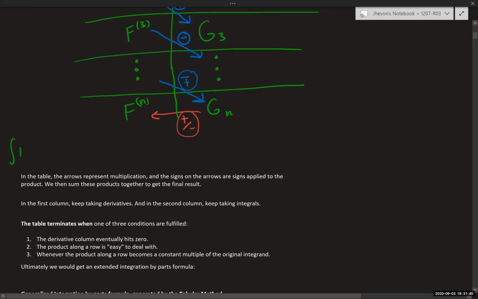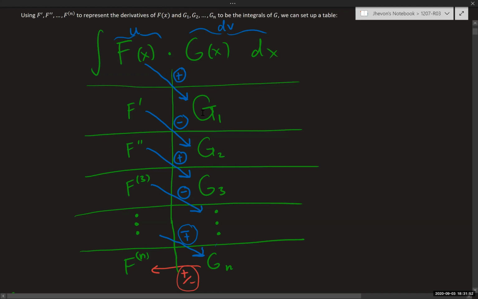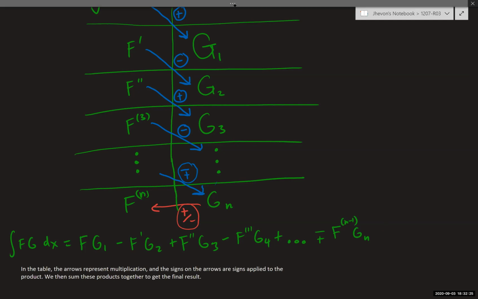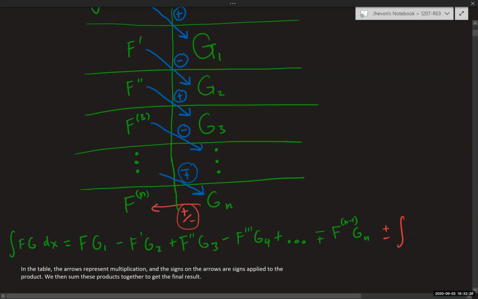I'm going to end up with the integral of big F g dx, and that's going to be equal to, I'm going to go through and multiply all these products. So I'm going to have the f times the g1 minus f prime times g2 plus f double prime times g3 minus f triple prime times g4 plus dot, dot, dot, etc. I'm going to end up with a sign, say minus plus, times f to the n minus first derivative times gn. And then I'm going to end up with the last term, which is going to be plus or minus the integral. On the last term, I'm going to throw that integral back in.